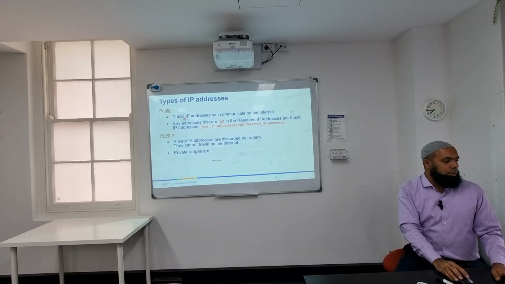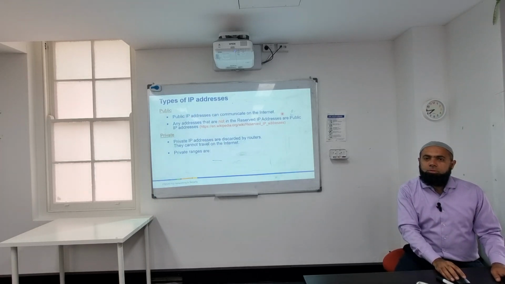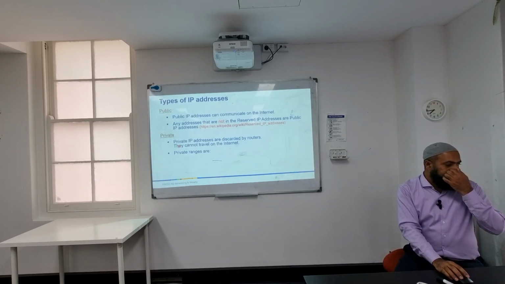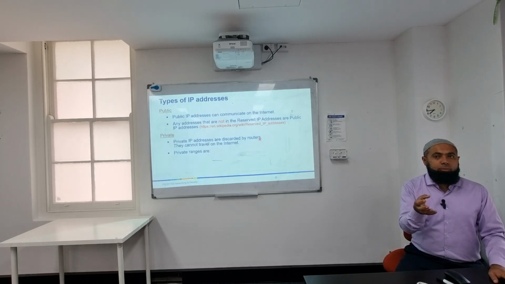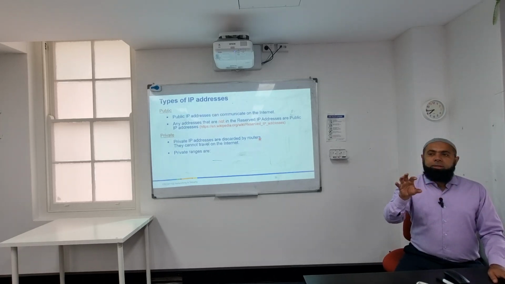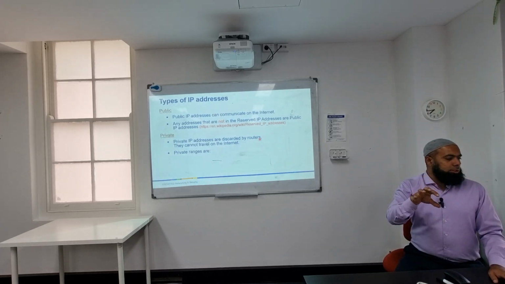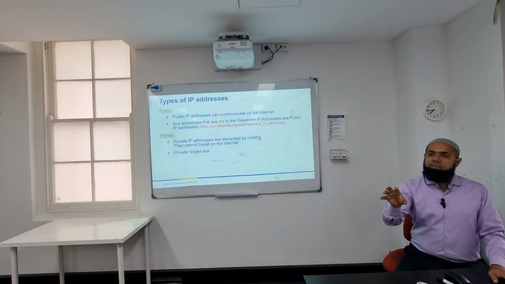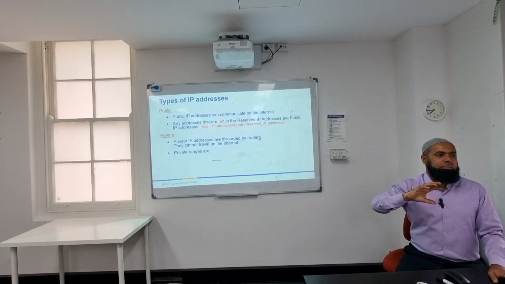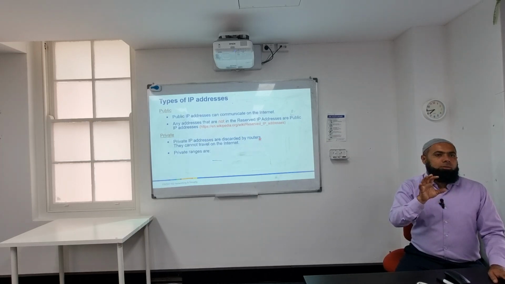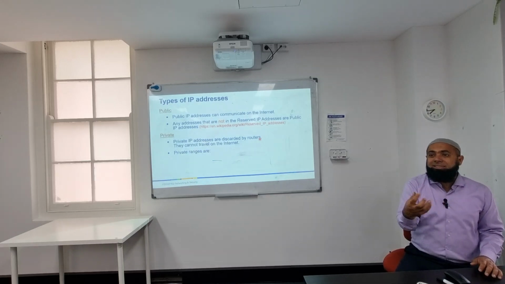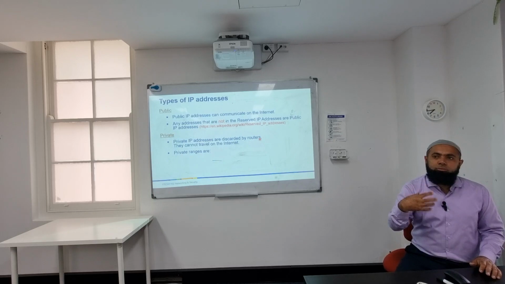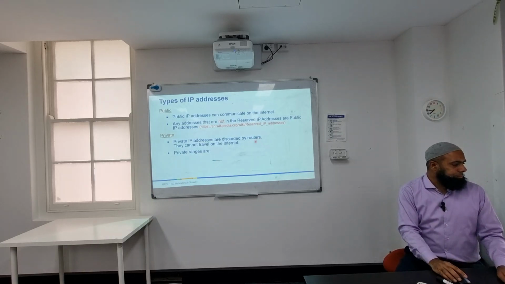The public ones are only used to communicate over the internet. Private IP addresses are discarded by routers, because that's how the IEEE organization looks at the assigning of IP addresses. They made some public and some private, and routers never accept a private address on the public internet. Routers have that information already in their system.